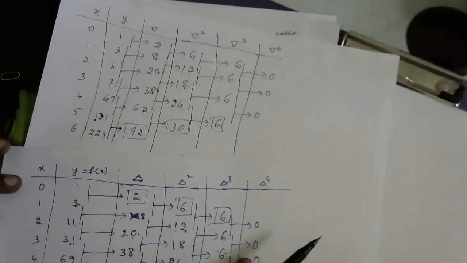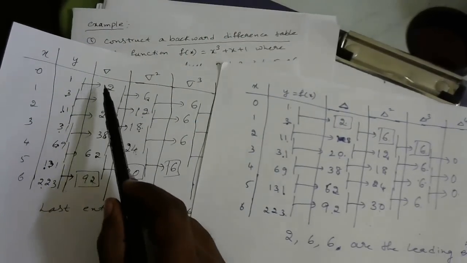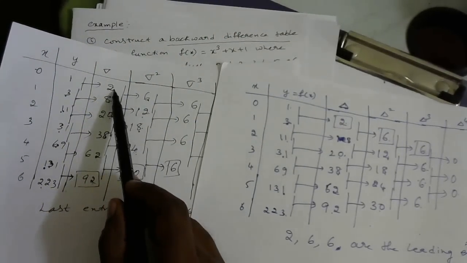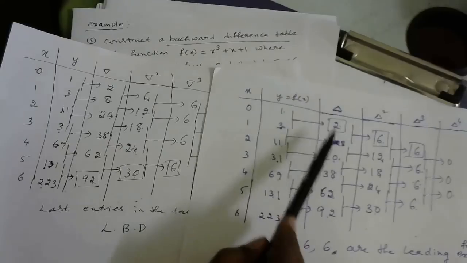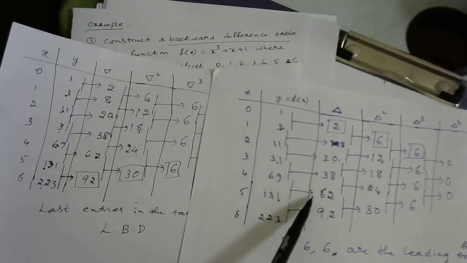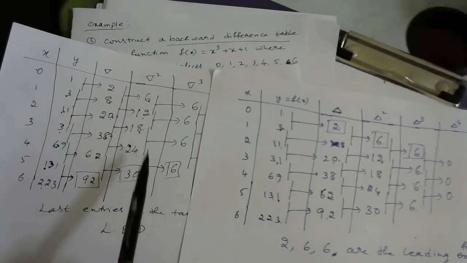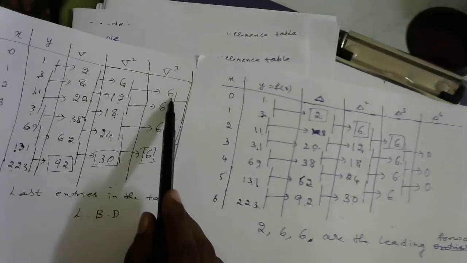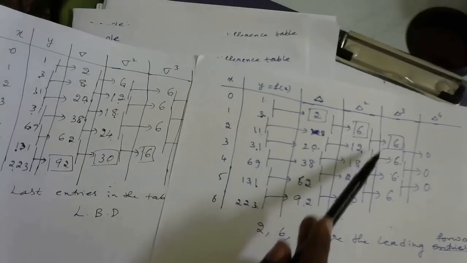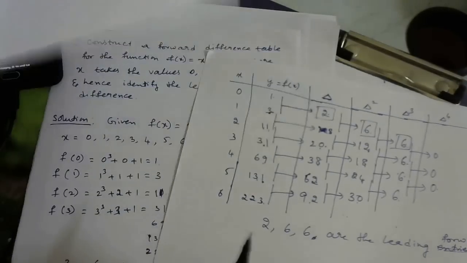So look at the table here. What happened here? The first difference in backward is 2, 8, 20, 38, 62, 92, and in forward it is also 2, 8, 20, 38, 62, 92. The second difference is 6, 12, 18, 24, 30. Here also you get the same thing. And the third differences are all 6, and here also all are 6.